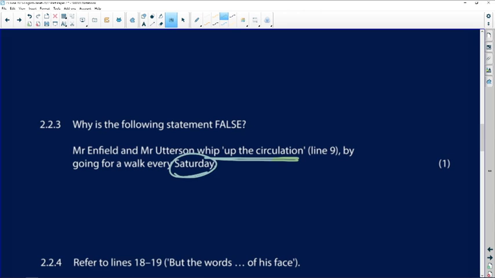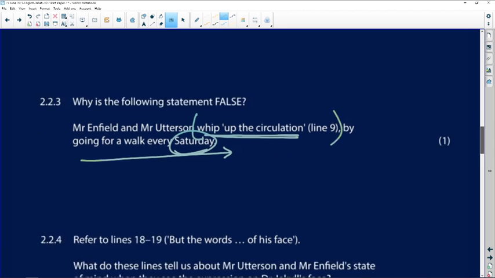I jumped instead of thinking, right? And I would have preferred the question to say, Mr. Enfield and Mr. Utterson go for a walk every Saturday. Why is that false? They confused me by putting this in first. But it's my own stupid fault. I didn't read to the end of the question. Learn from my mistakes.